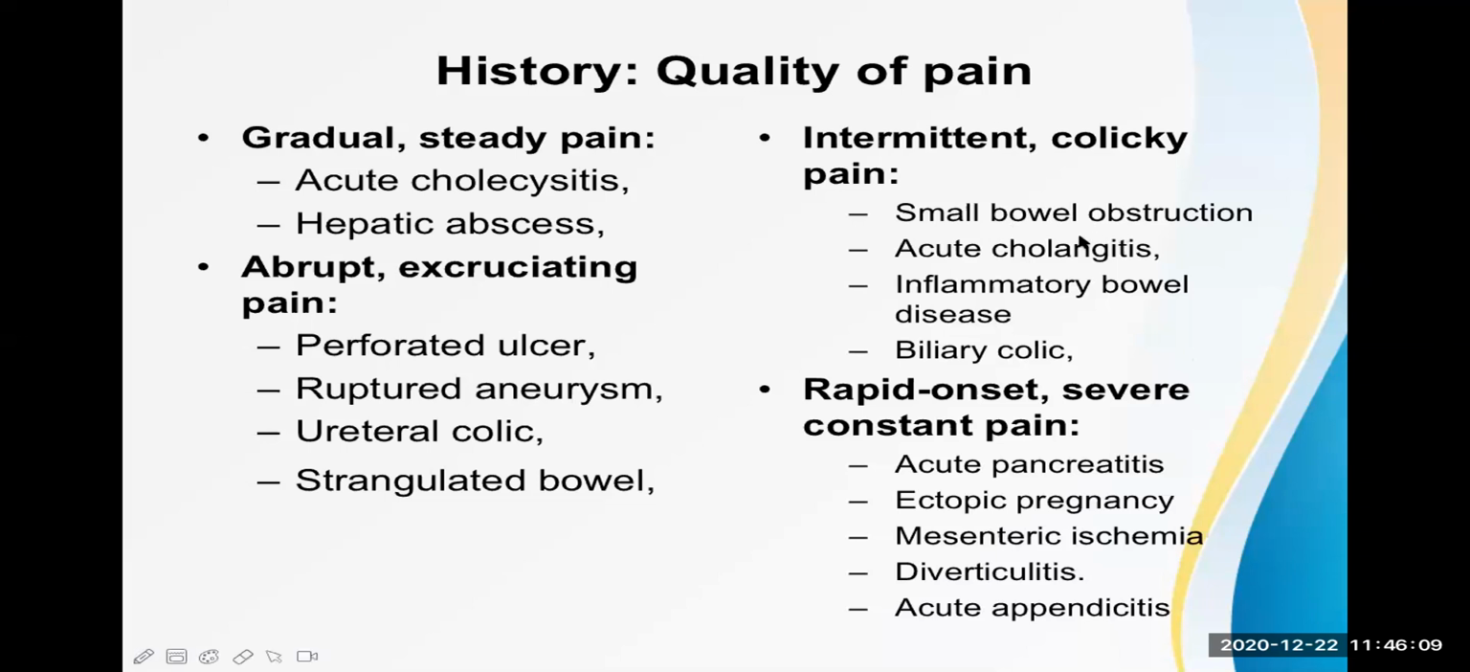Now see this, bowel is intestine. Acute cholangitis is the inflammation of the bile duct. So we are talking about a duct that has got a lumen. Inflammatory bowel disease again occurs in the intestine, and biliary colic again occurs inside the bile duct. So remember one point very clearly: if any tubular structure which has got a lumen develops spasm or contraction, colicky pain occurs, which is intermittent definitely.